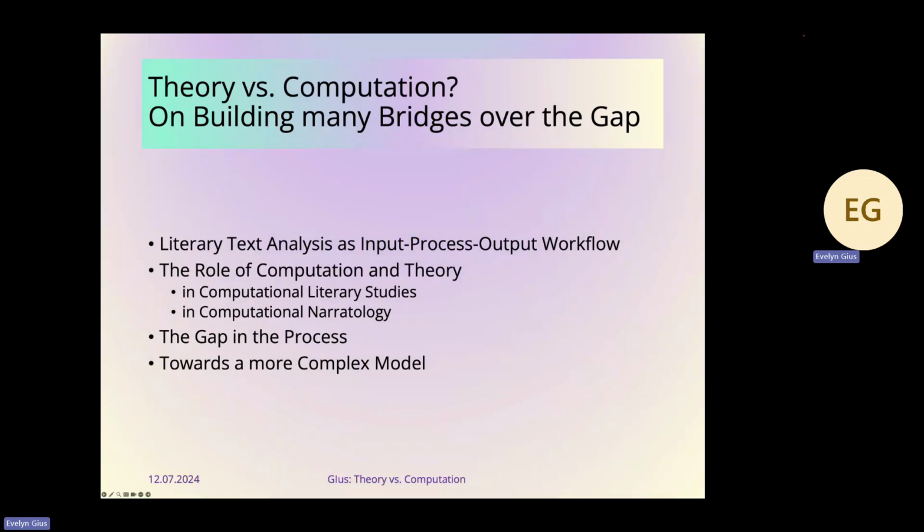Then I will talk, in the major part of my talk, about the role of computation and theory. So I will not talk about computation and theory themselves, but about the role of both things by the example of computational literary studies, which is, as I already said, my main background in disciplinary terms, and a specific subfield of that, computational narratology. Then I will point out the gap in the process, or one of the gaps, but maybe one of the most important ones, and propose very quickly and in draft form at the end a more complex model for the input process output workflow.